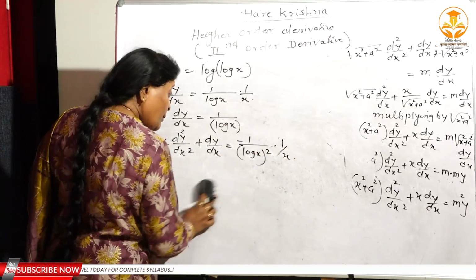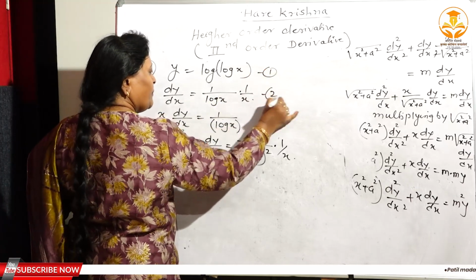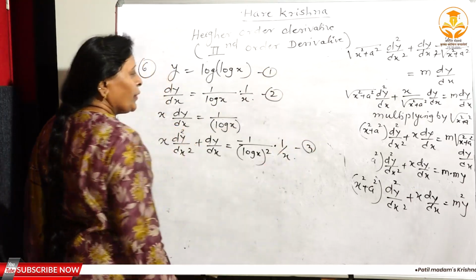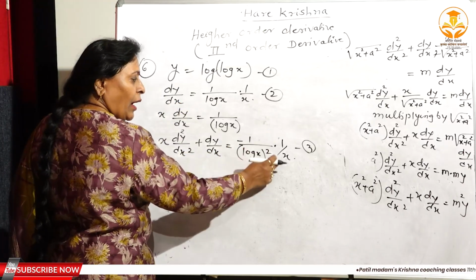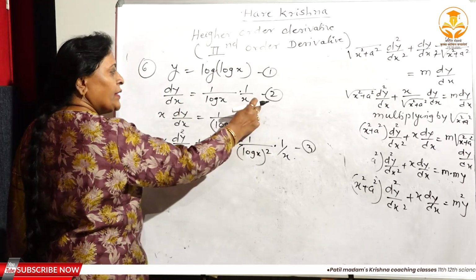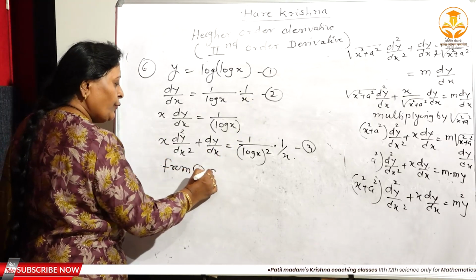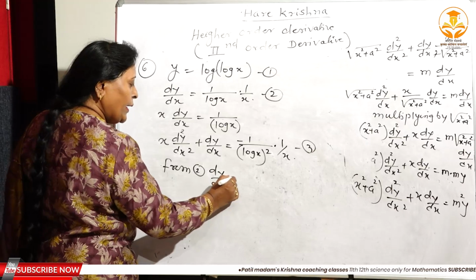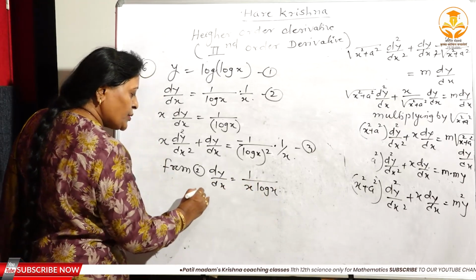Isn't it? Now see what you have to do. This is first, this is second, and this is third. Here you have to substitute the value of 1 upon log x whole square of 1 upon x from the second. So from the second, we have got dy by dx is equal to 1 upon x log x. Now squaring both sides.